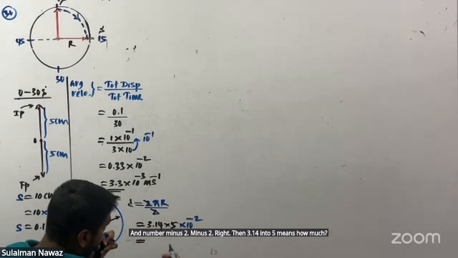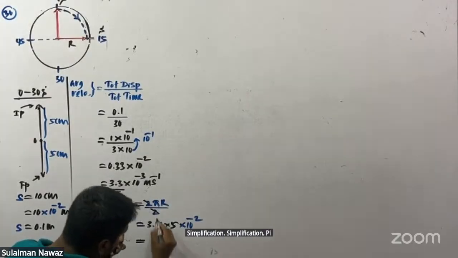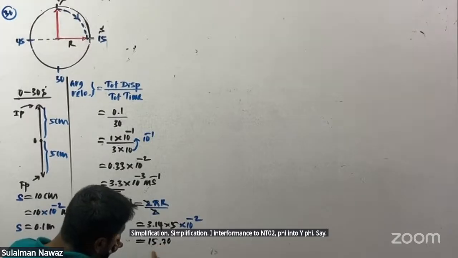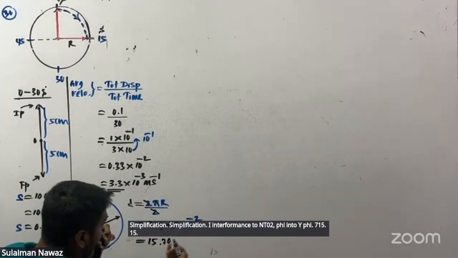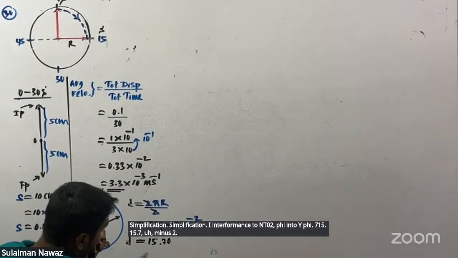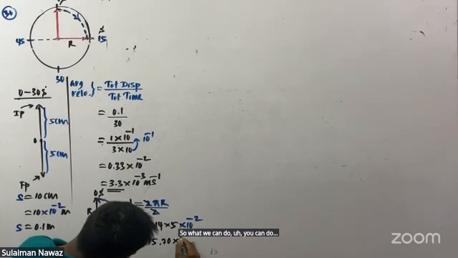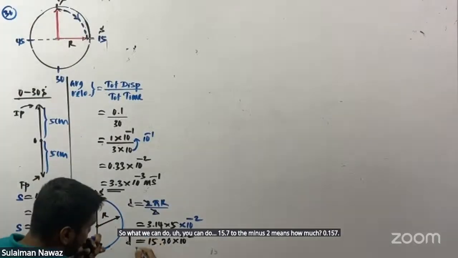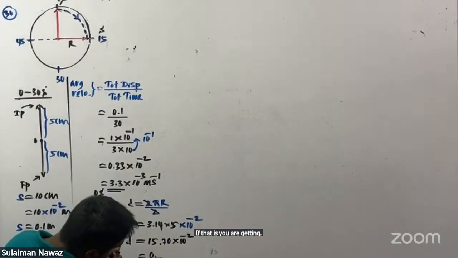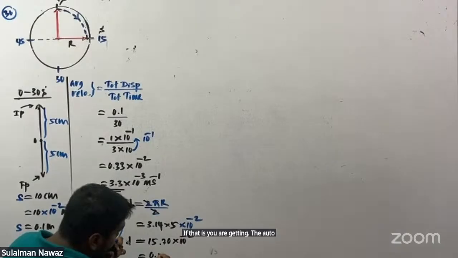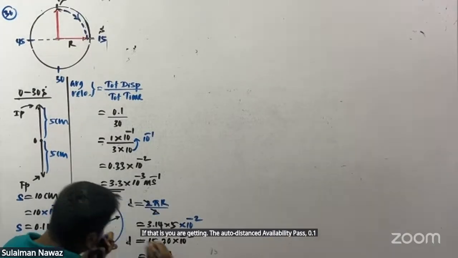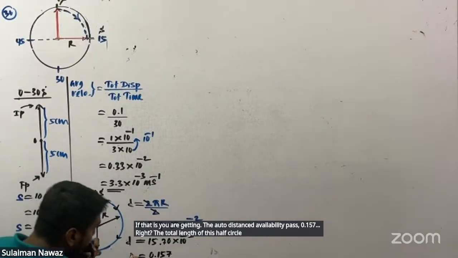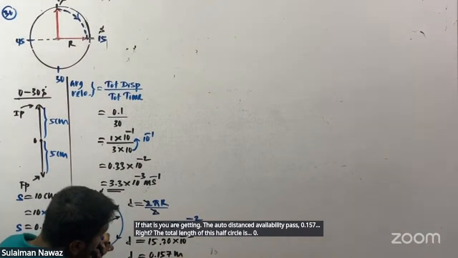Simplification. 5 into 4 means 20, 5 into 5 is 25, so it is 15.7. That's 15.7 times 10 to the power minus 2. So what you can do: 15.7 times 10 to the power minus 2 means how much? 0.157. If you simplify this, you are getting the total distance traveled by the tip as 0.157. The total length of this half circle is 0.157 meters.